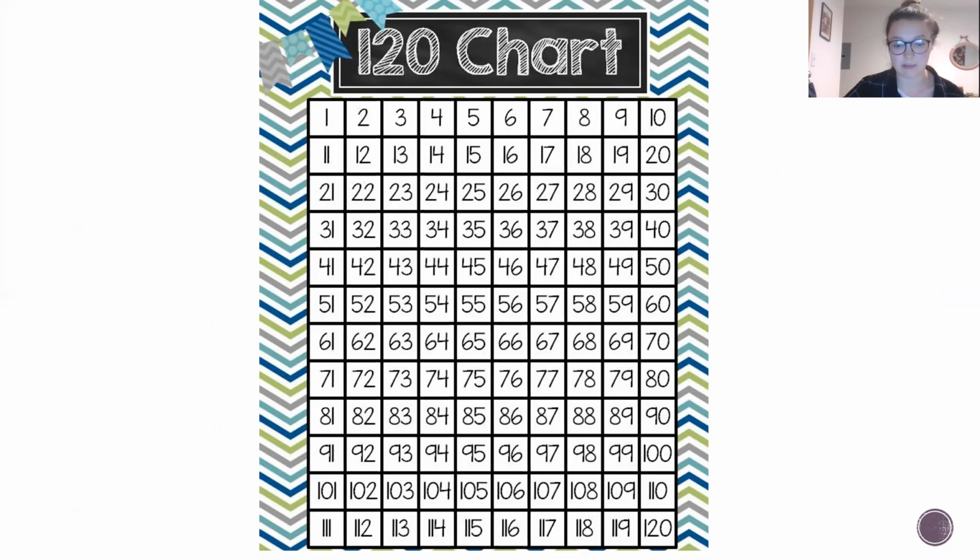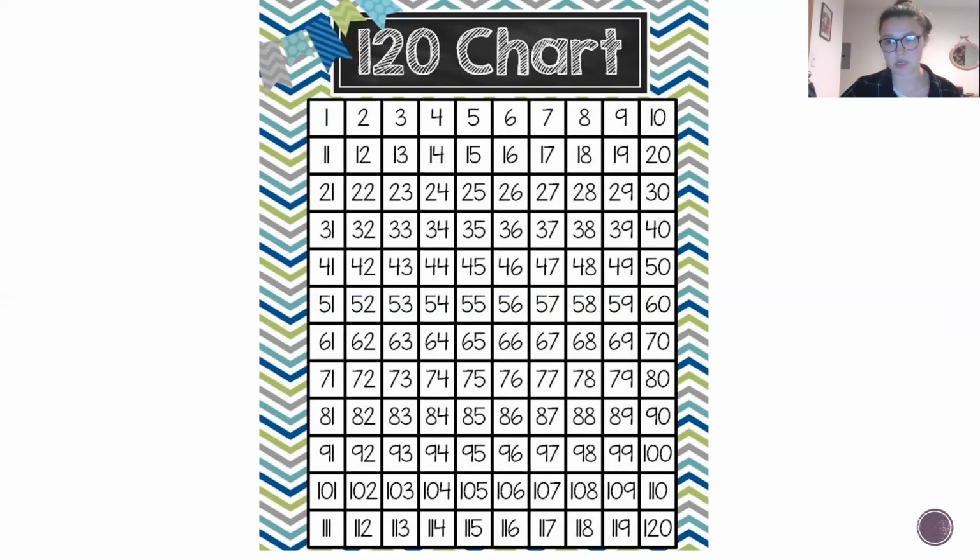Your next clue is: find the number that has a 5 in the tens place and a 7 in the ones place. Your next clue is to find a number that has an 8 in the ones place and a 1 in the tens place. Your next clue is to find the number that is 10 more than 92. Your next clue is to find the number that is 10 less than 120.